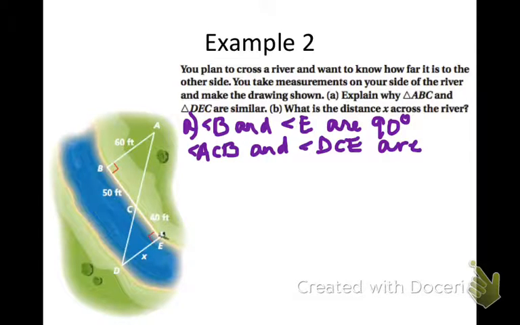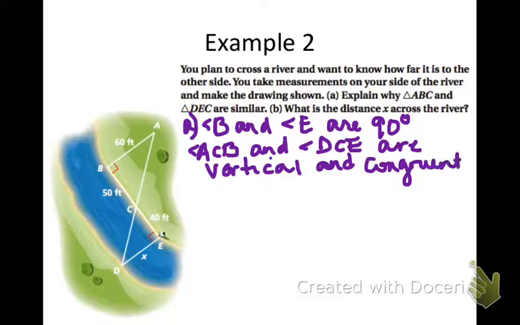So since there are two angle measures that are equivalent inside these triangles, they are similar, and therefore their side lengths are proportional so that we can find the missing side. So I'll finish writing this. They are vertical and congruent by definition. So that brings us to part B.